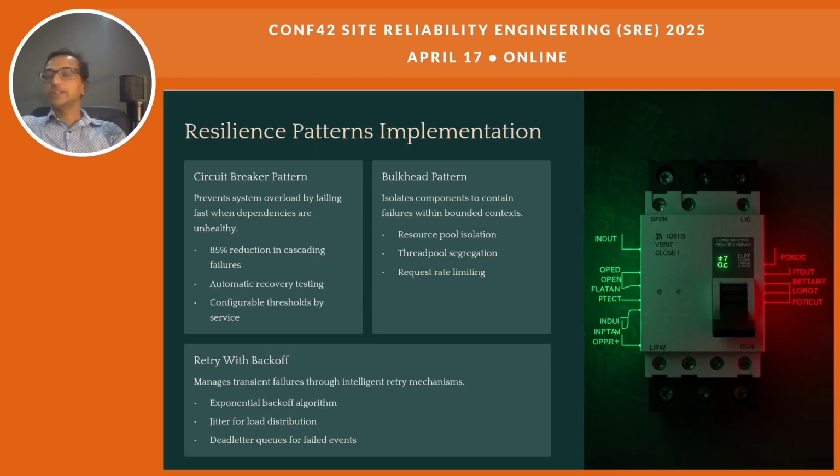So resilience patterns are essential for maintaining system availability, reliability, and fault tolerance in distributed architecture. The circuit breaker pattern prevents system overload by failing fast when dependencies are unhealthy, reducing cascading failures by 85%, and enabling automatic recovery with configurable thresholds for each service.